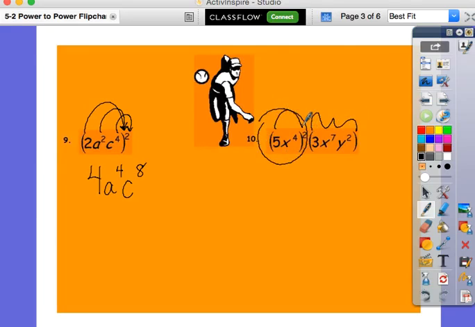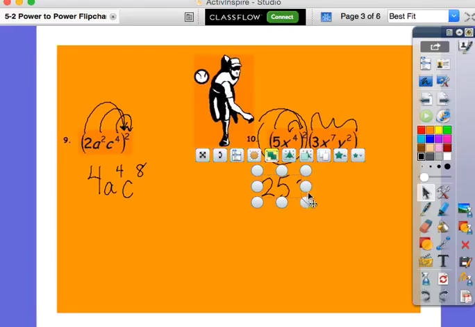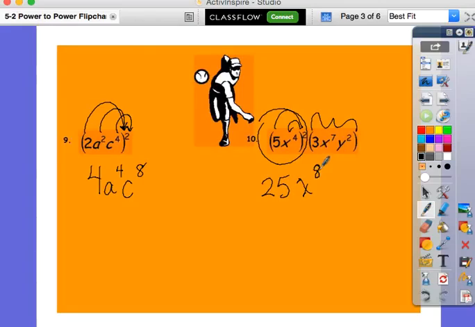So 5 squared would be 25. X to the 4th squared would be x to the 8th. And then we're just going to bring down the times 3, x to the 7th, y to the 2nd power. And then we're right back to what we did previously.